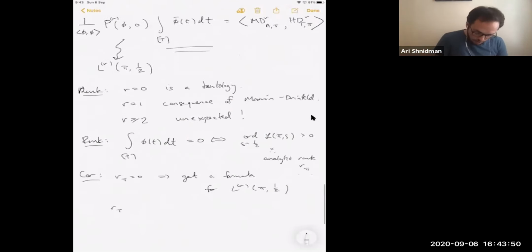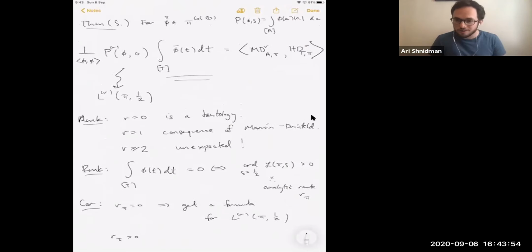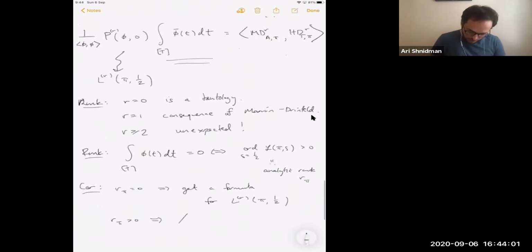When r_π is greater than 0, then the left-hand side in my formula is 0. And so what you learn is nothing about the L-function really, but you learn something about algebraic geometry. You learn that the intersection pairing is apparently 0. And this is interesting because these Heegner-Drinfeld cycles, in this case, in general, these Heegner-Drinfeld cycles are not 0.